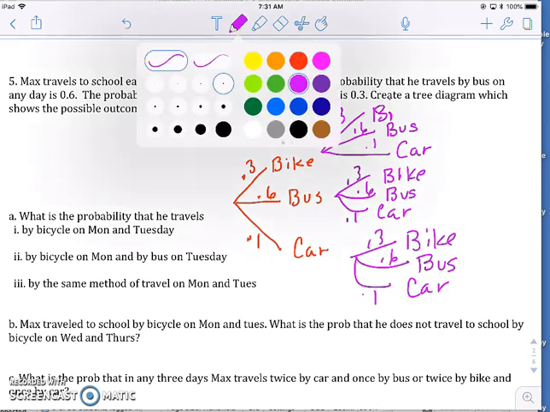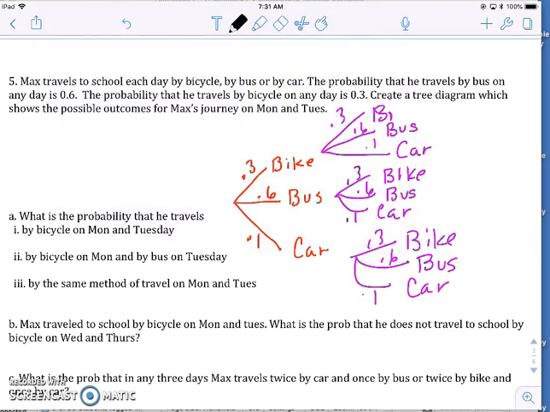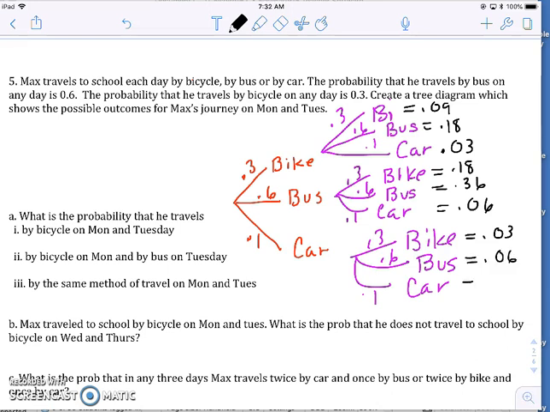Then I like to put these probabilities at the end. So 0.3 times 0.3, 0.09, 0.18, 0.03, 0.18, 0.36, 0.6 times 0.1, 0.06, 0.1 times 0.3, 0.03, 0.1 times 0.6, 0.06, 0.1 times 0.1, 0.01.